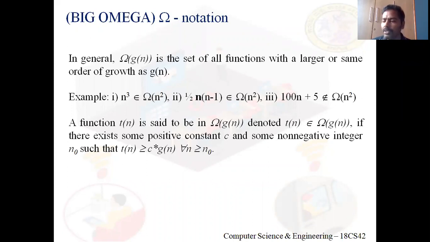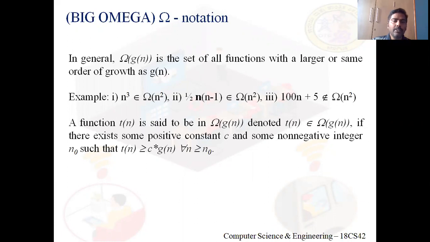What you need to do is look at the growth rate of T of n and g of n. If T of n's growth rate is greater than or equal to the growth rate of g of n, then only T of n belongs to big omega of g of n. Clear with this? So now look at the examples.